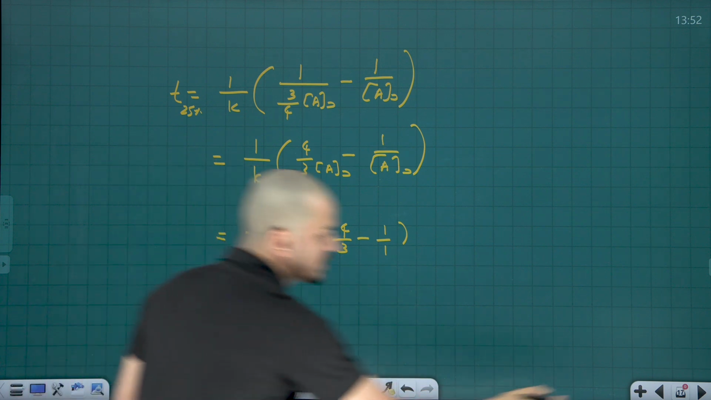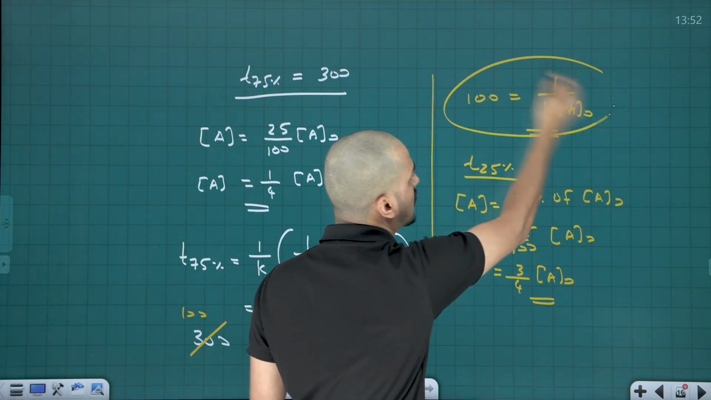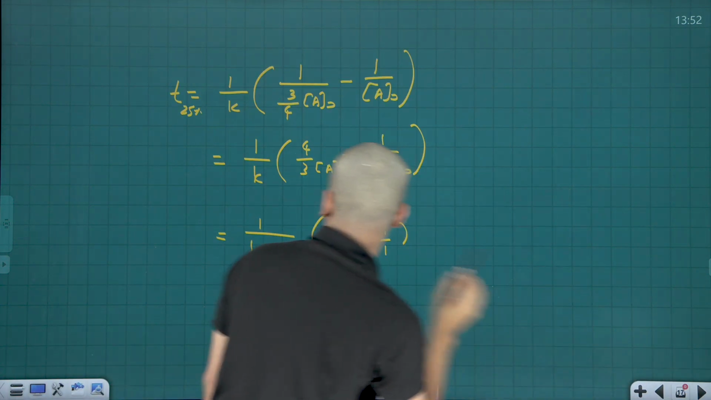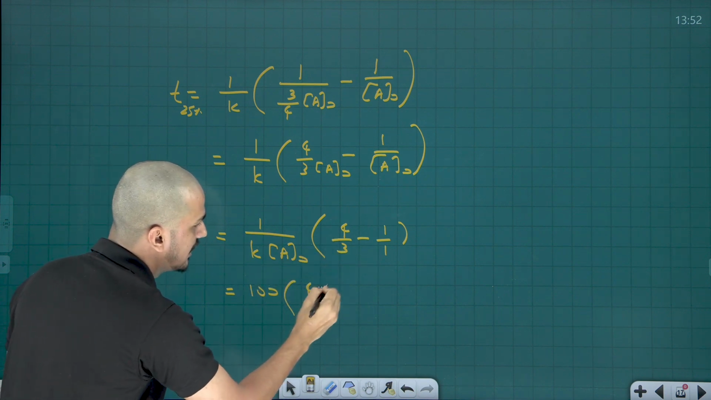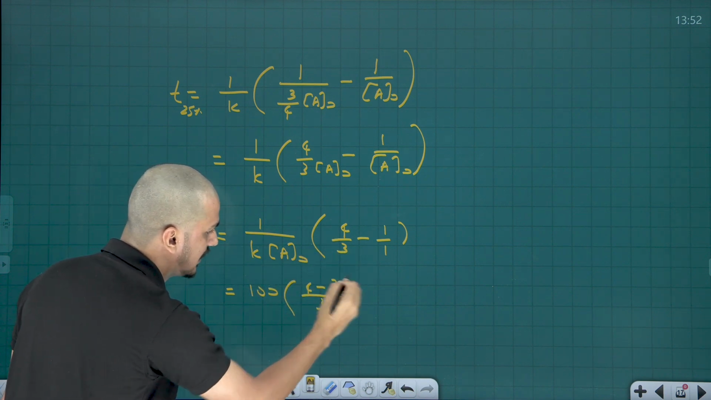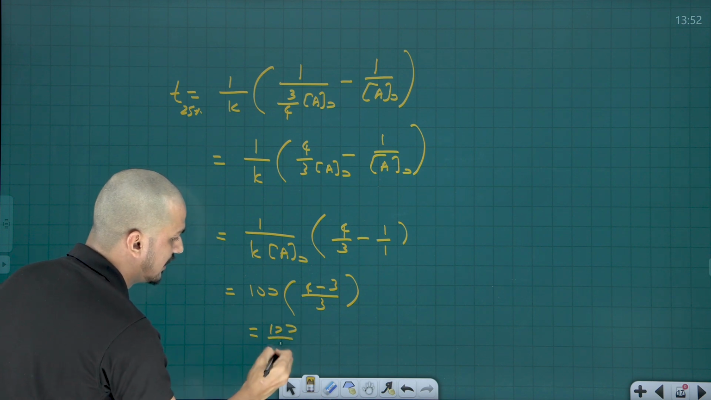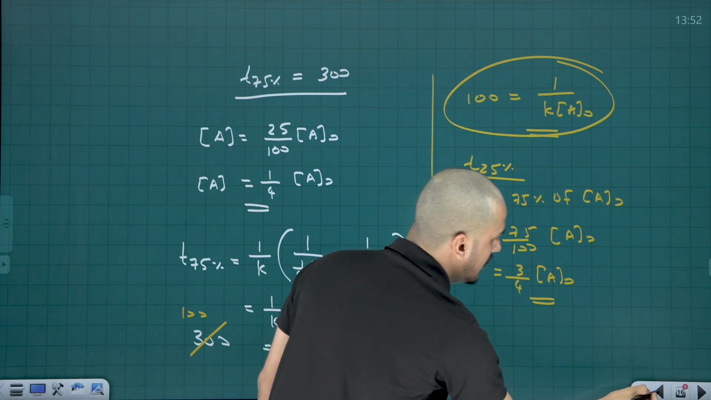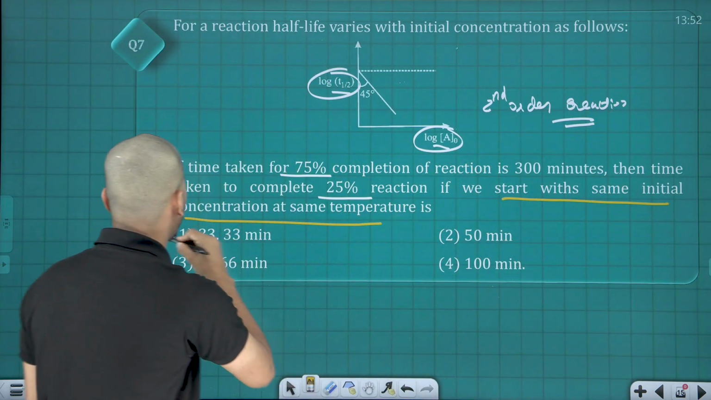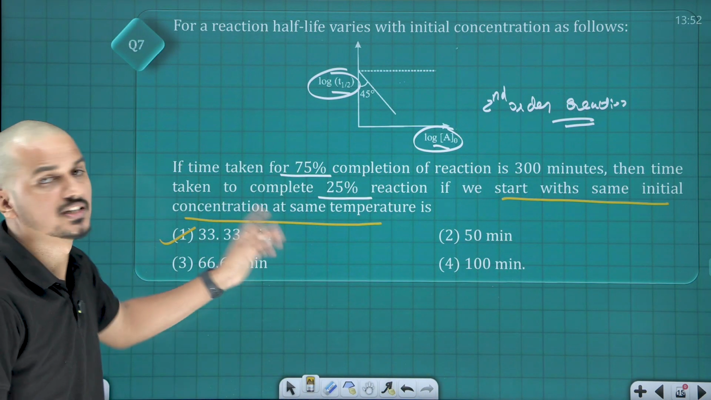This 1 by K A0 we already got. 1 by K A0 is how much? 100. I will substitute that here. So 100 into 4 minus 3 by 3. That means 100 by 3, that means 33.33. So what's the answer? 33.33, option A. 33.33 minutes is the answer.